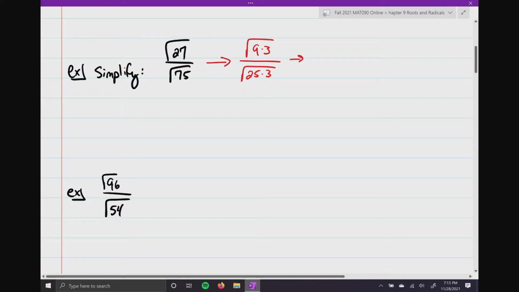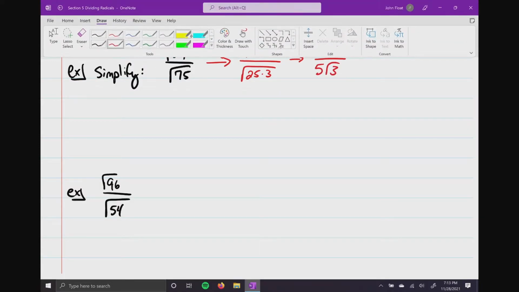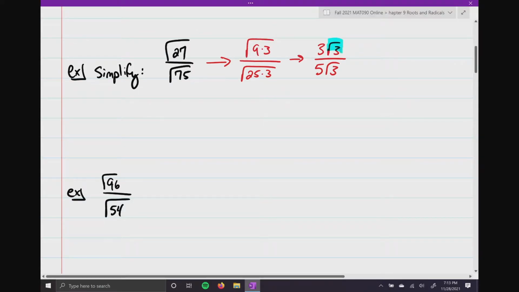The square root of 9, we know, is 3, square root of 3, over the square root of 25, which is 5, square root of 3. And finally, and I'll highlight so you can see it, notice that we have the square root of 3 in the numerator and the square root of 3 in our denominator. They reduce into a 1. So the final result is just 3 over 5. Okay? So I'm just going to keep going now.